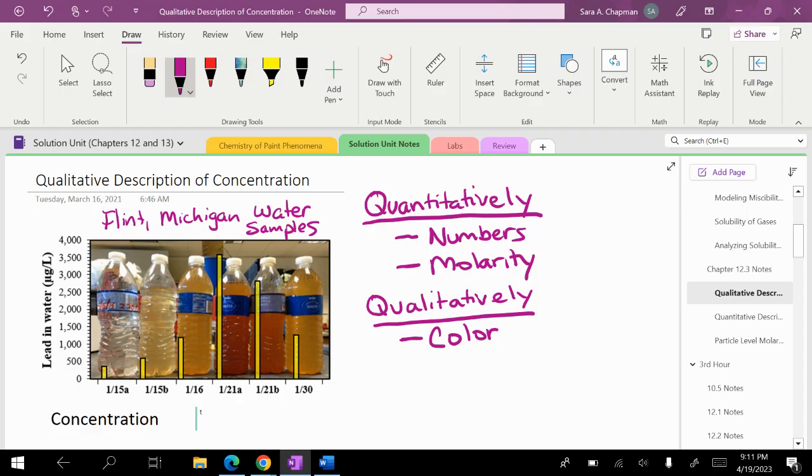And you can look at those by color, and you can see the change in color of the solutions throughout those 2 weeks. And then this graph is also great because it also gives us the concentration. In this case, it gives us micrograms per liter. And you can see the yellow bar tells us the concentration of lead in the water in those units. So this is a graph that shows both descriptions of concentration, both quantitatively with the yellow bars and qualitatively with the colors of the solution.